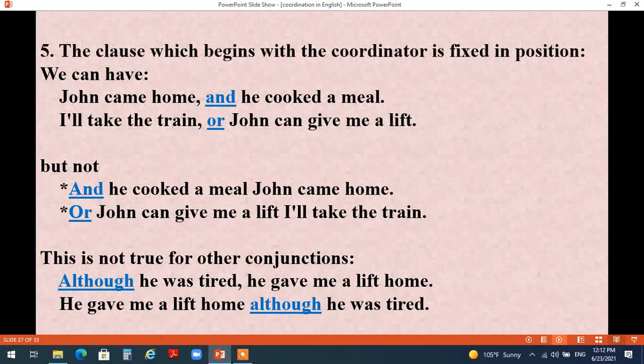But this is possible for other conjunctions. For example, it is possible with subordinators. Subordinators can have more than one position in the sentence. So we can say, although he was tired, he gave me a lift home. Or we can say, he gave me a lift home although he was tired. So the position of subordinators is more flexible, but the position of coordinators is rather fixed.